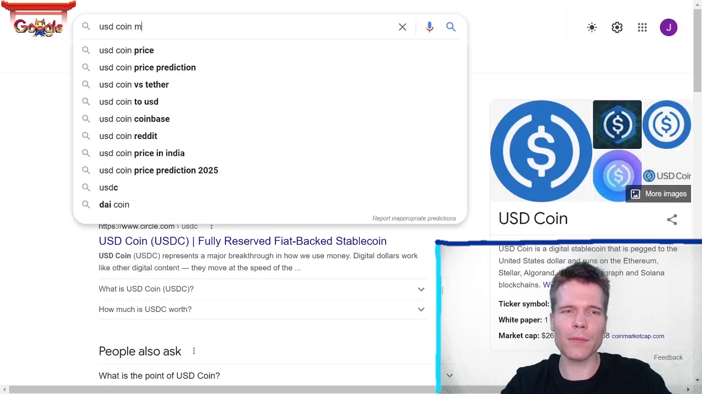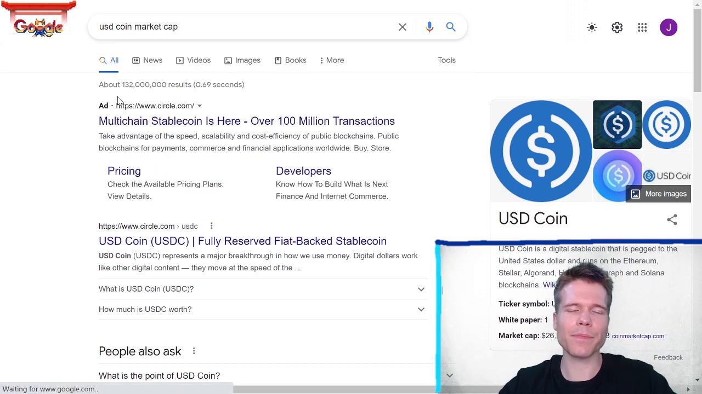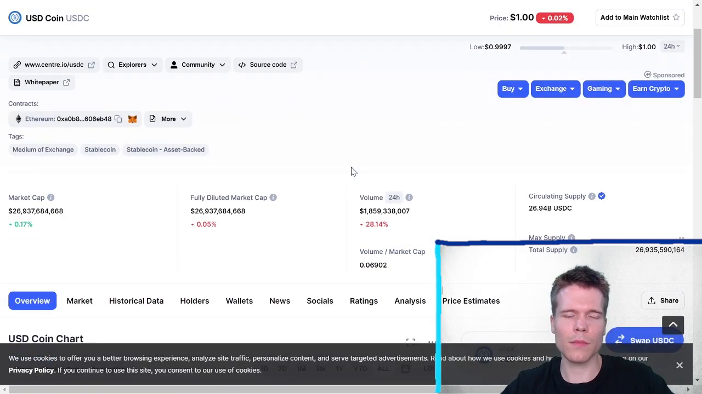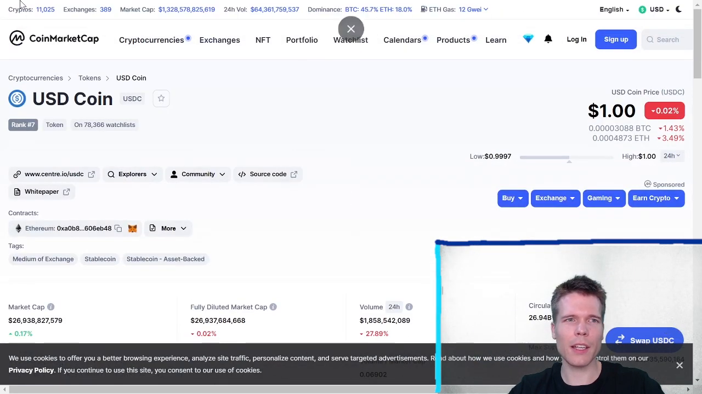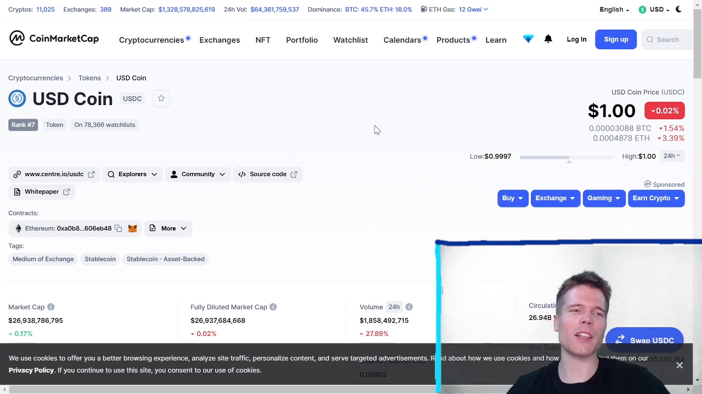Let's see if it's big. Market cap. All right, here we see they've got a market cap, wow, of 26 billion, almost 27 billion. 24-hour trading volume of almost 2 billion. So there we go. Another project, Circle, that's working with Stellar, has made USD coin, which is ranked number 7 on CoinMarketCap. We can see at least one other very big project that's working with Stellar, so we can give them some points for that.